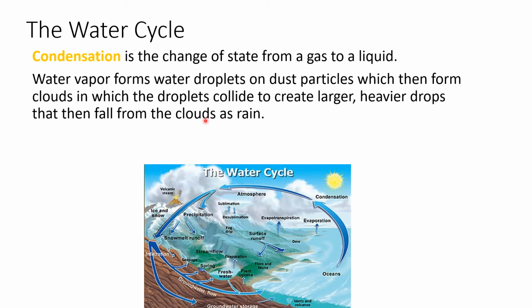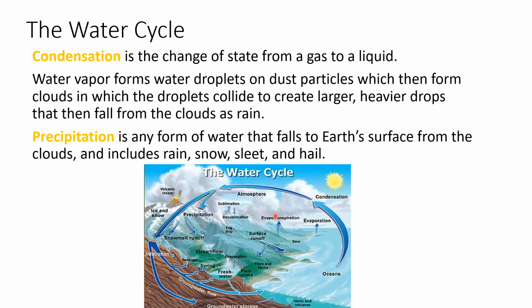So water vapor forms droplets on dust particles, which then form clouds. Those droplets collide to create larger and heavier drops. And eventually, if you get a high enough level of saturation there, you get big enough drops that are all colliding with each other, and they will eventually come back as rain, or a number of other forms of precipitation.